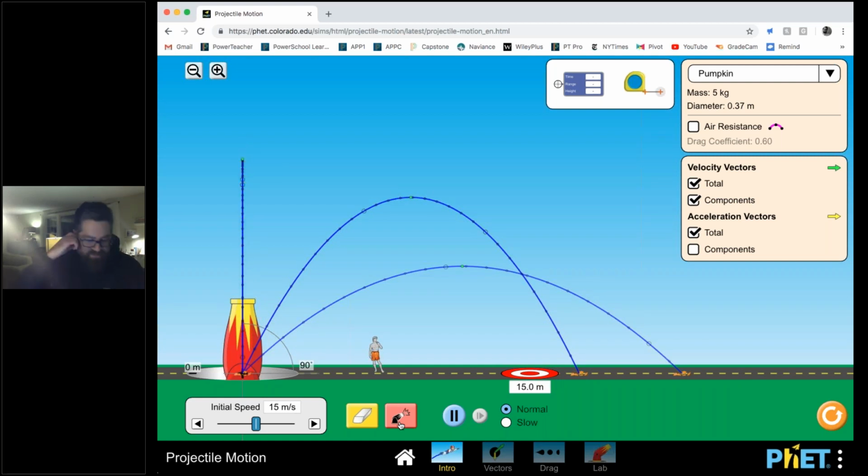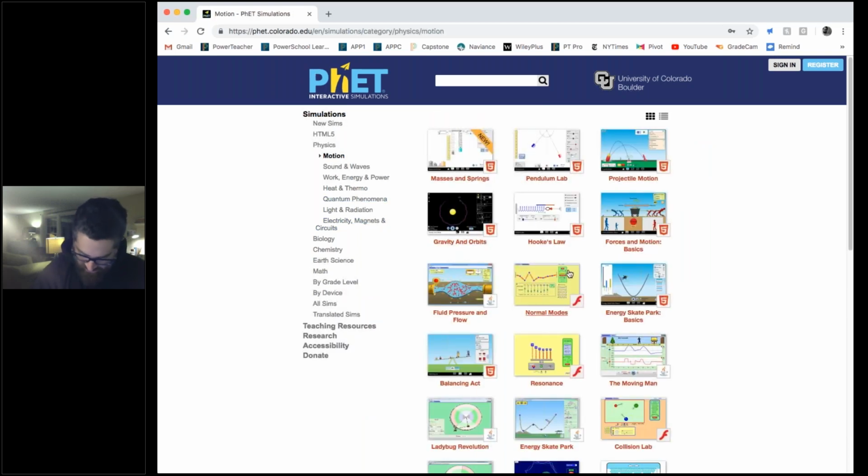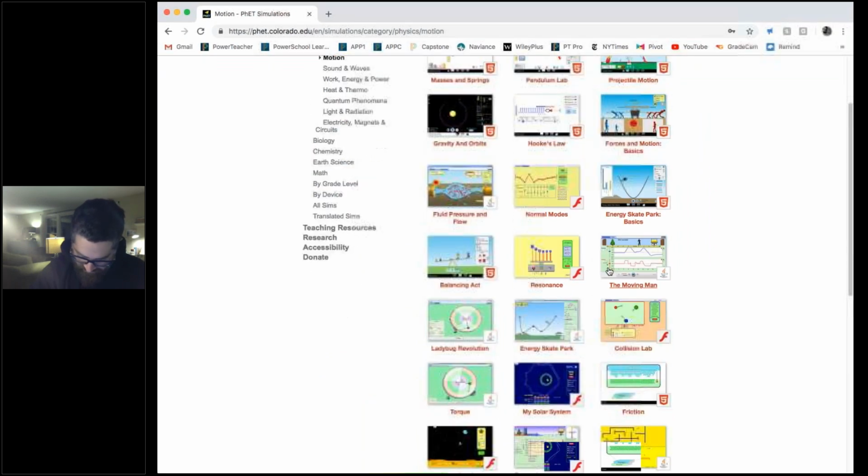So play around with this if you're interested and see if it's helpful in any way. By the way, I'm going to just click back here. I'm sure Corinne's not the only one who has a question on this. But if I go to motion, there's some really cool vector addition stuff that you can play around with. Let me find it.